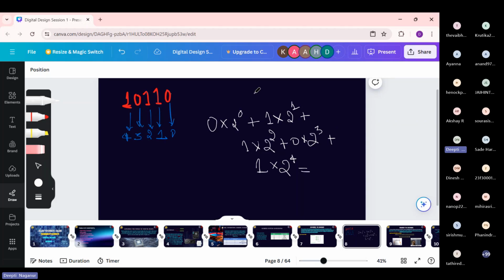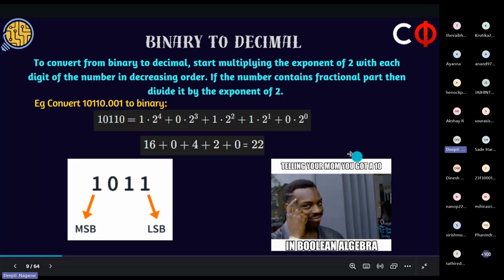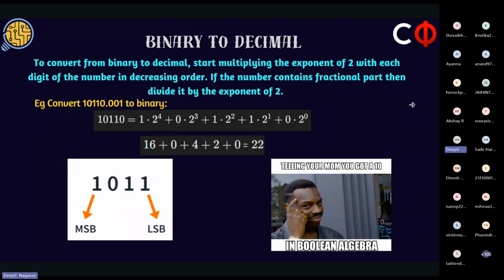So what would be the answer? 0 ka to it will get cancelled. I'll have 2 power 1 into 1, 2 plus 4, which is 6. 6 plus 16, that is 22. So this number 10110 represents the number 22 in decimal. Okay. Yeah. So this is how we convert binary to decimal numbers.